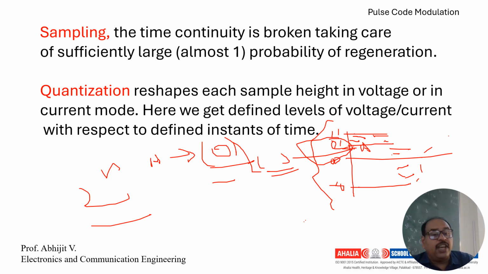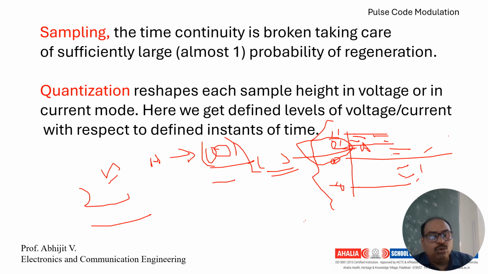Now I can make it as 8. 2 raised to n means, if 2 raised to 2 it is 4, 2 raised to 3 means 8. So I can give here 3 bits to make a symbol. So a symbol can consist of n bits. Okay, n is a value where you are going to break your signal into so many levels.